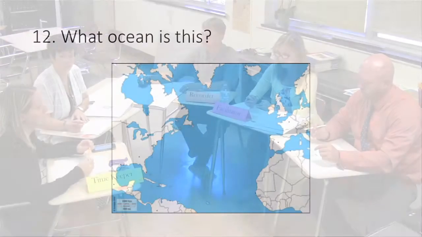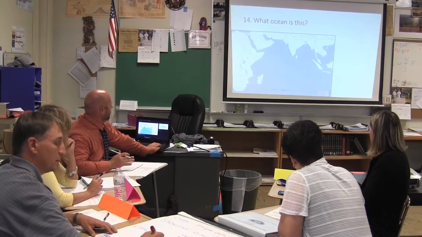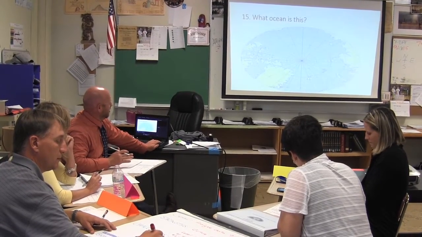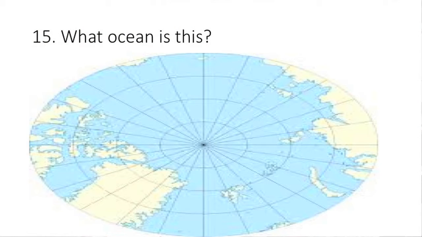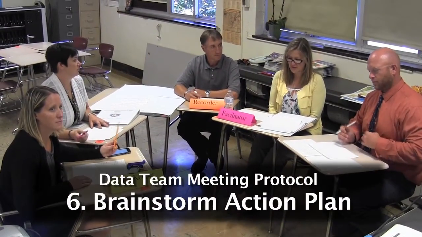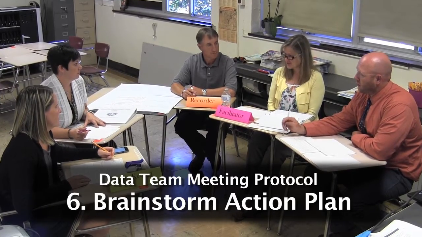So which question did the most students get wrong? Starting with question 12, labeling the oceans. Most students were able to do this question, but when I got to questions 13, 14, and 15, that's where students started to have trouble with being able to label them. So we're going to go into the brainstorming session where we're going to help Jason develop an action plan to improve instructional effectiveness. Jen, would you like to start?